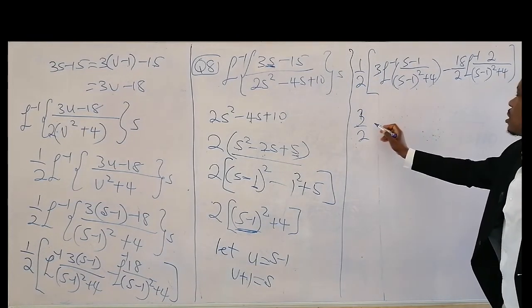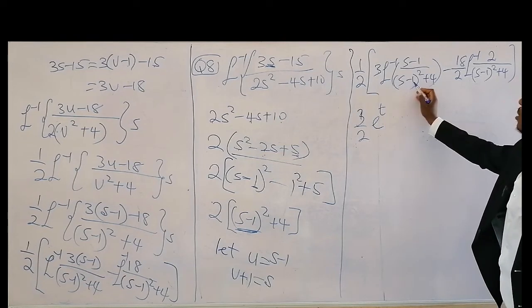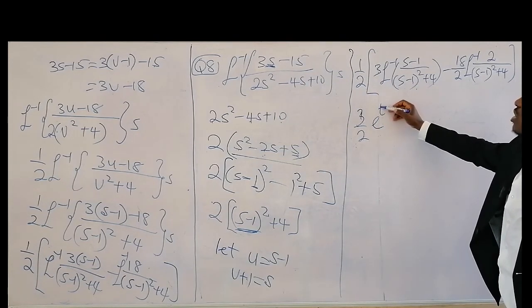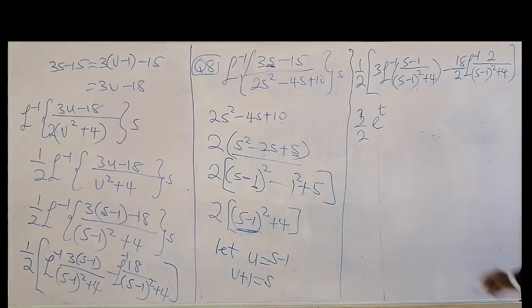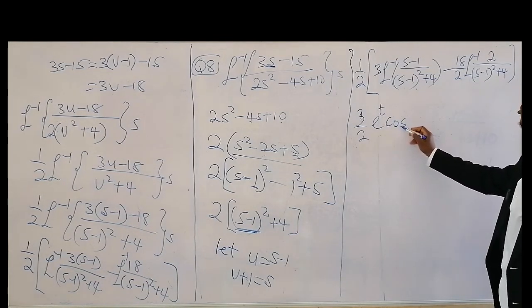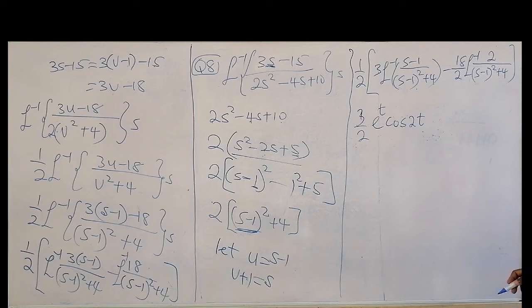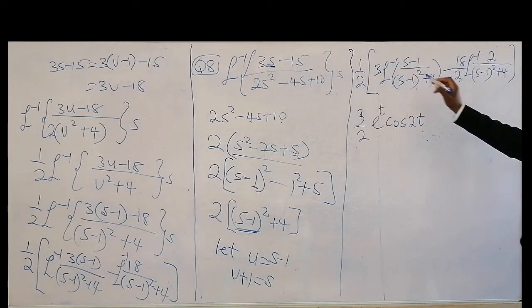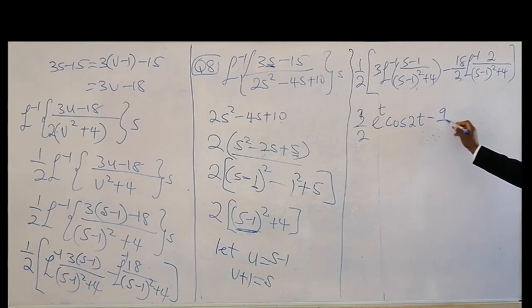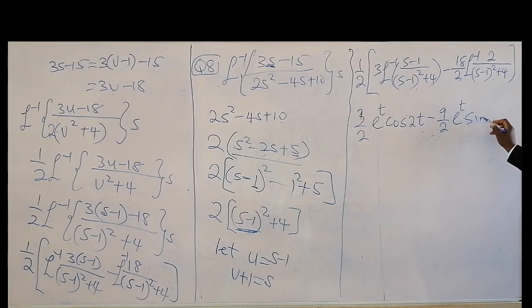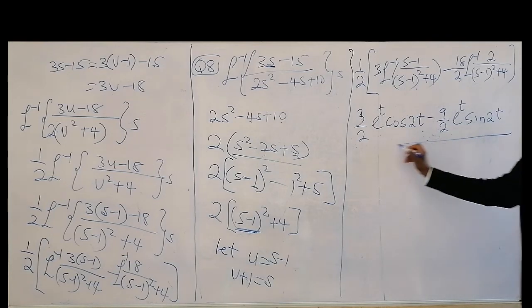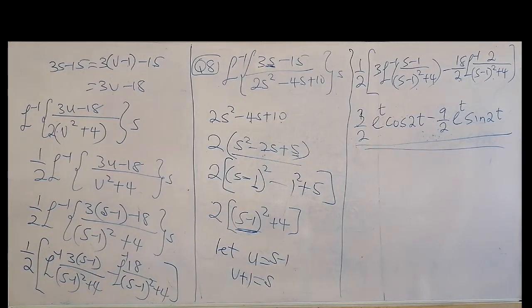This will be equal to exponential t, the attachment to t is 1, then cos 2t. Then here, this is 9 over 2. 18 over 2 is 9 times half. So that minus 9 over 2, and then this will be equal to exponential t, and then sine 2t. And that ends that question.